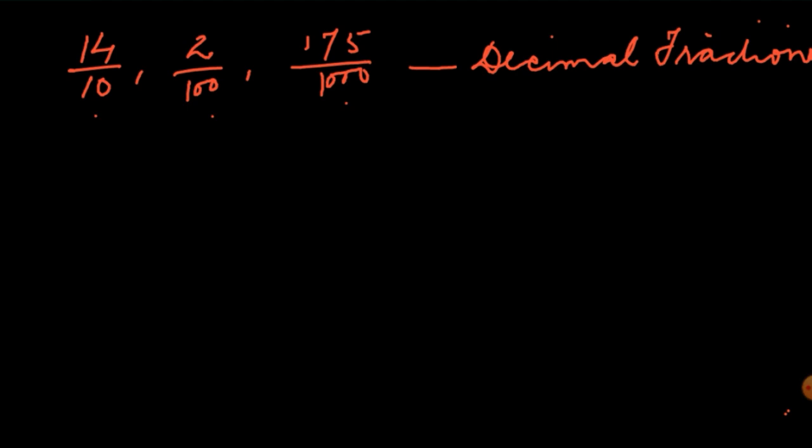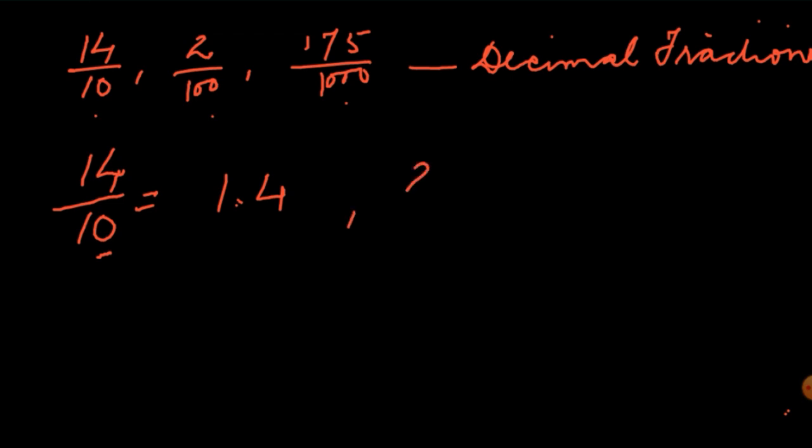For example, let us take this first question only, 14 upon 10. 14 upon 10 is written like 1.4 in decimal. This you have already learnt in class 5 also. So the easiest way to put the decimal is to count the number of zeros. If one 0 is there, you have to leave one place and then put the decimal. So here one 0 is there. So from the right side, let us take one place and then put the decimal.